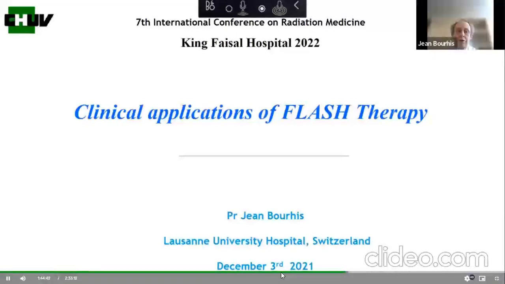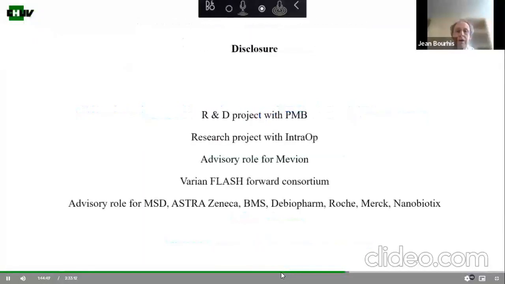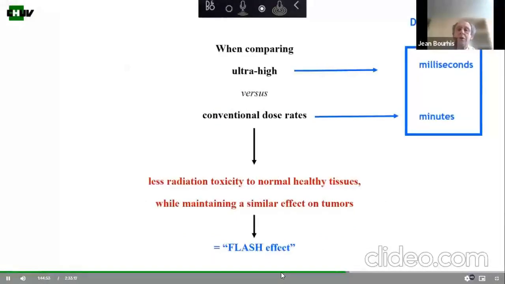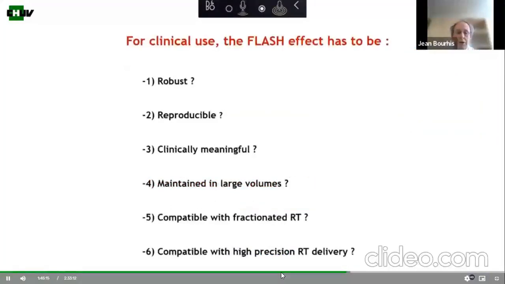So I will try to share with you some aspects related to the potential clinical application of flash therapy. These are my disclosures. So we've been listening a lot today about flash. So we are just comparing delivery time in milliseconds versus minutes for conventional dose rates. And this is where we see a difference, as was shown very nicely by Pierre Montegruel.